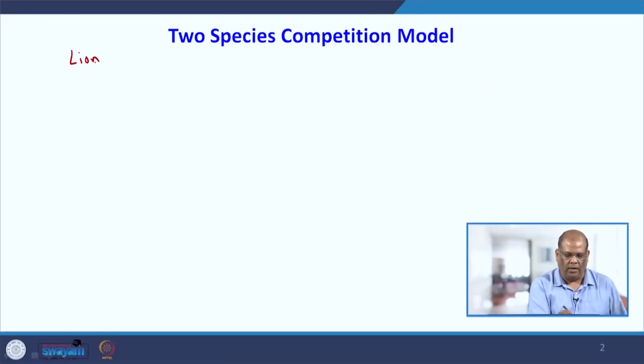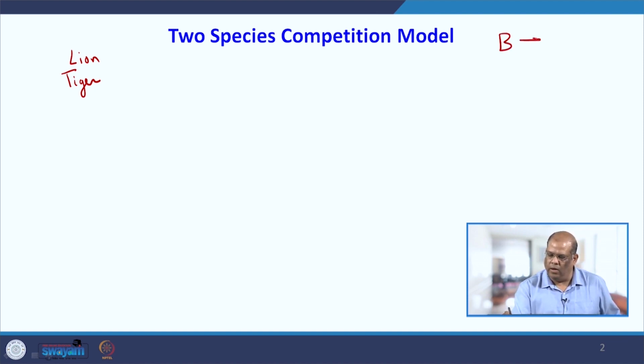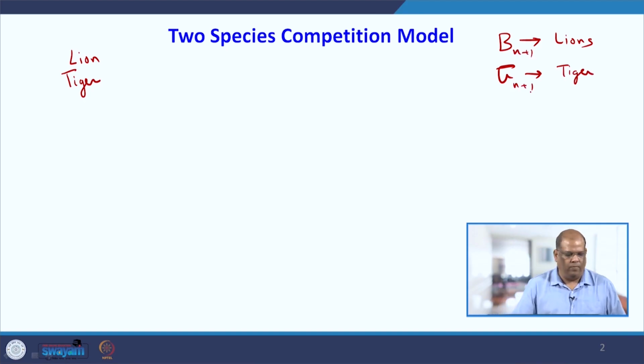So, let us consider that in a jungle there are two species, say lion and tiger, and they compete for food and space. Their common food may be deer or any other animal. So, how will this model look in a discrete case? If we consider B to be the number of lions and G to be the number of tigers at time n plus 1.